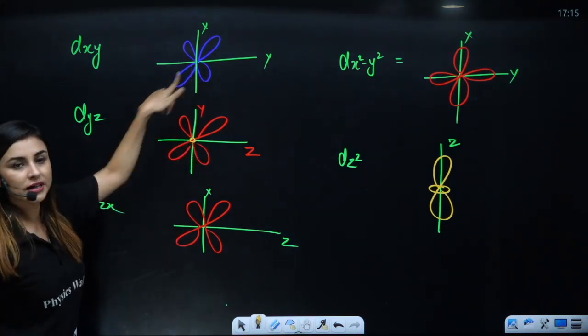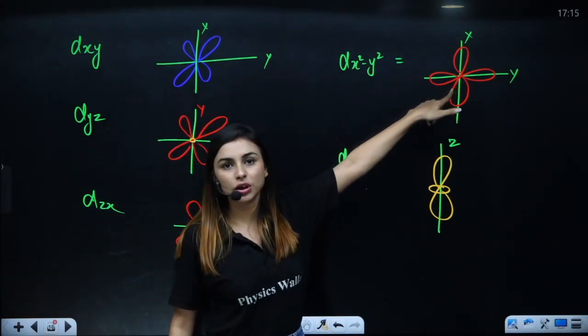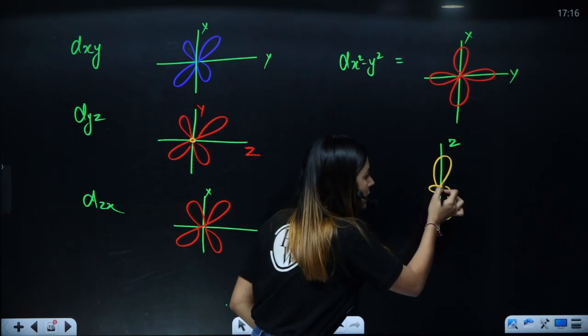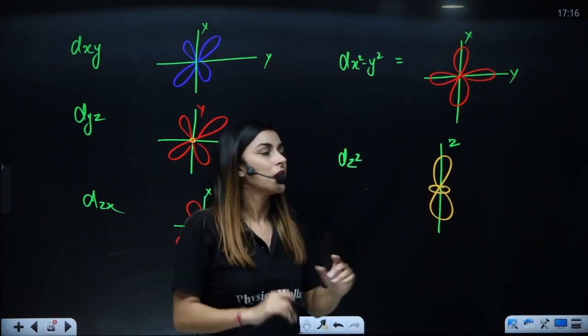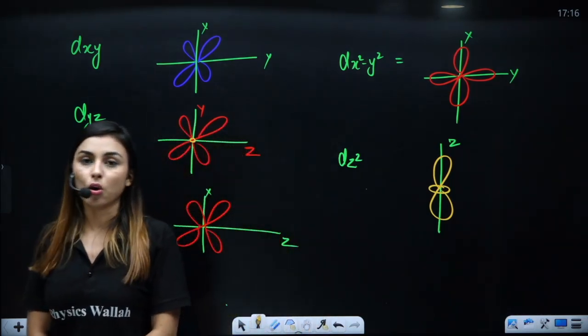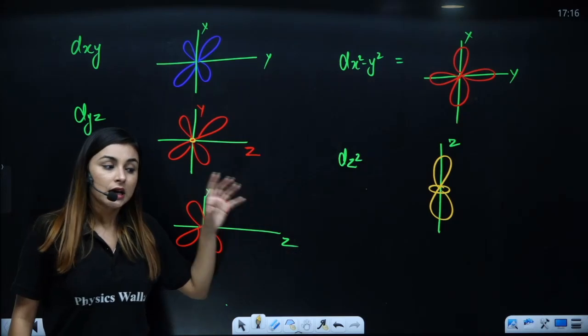You don't have electron density here. You don't have electron density here. You don't have electron density here on the nucleus. But here, my dear students, you have a conical shape like this. This electrons surround this area in a conical shape. Right? So, this is what is known as your dz square orbital. I hope you got these shapes. Yes.